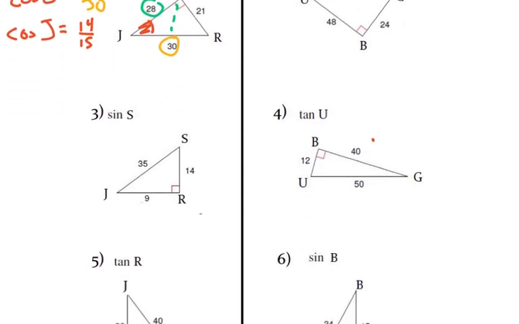Sine of S, so now we're looking at the S angle. And sine is the opposite over hypotenuse. So the opposite of S, I go across and go opposite of S, is 9. So sine of S is going to be 9 over the hypotenuse, and the hypotenuse is always across from the right angle, so over 35. And I don't think that this reduces, so this would be our answer.